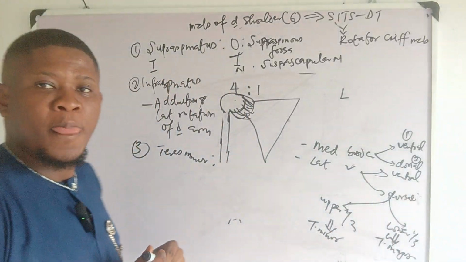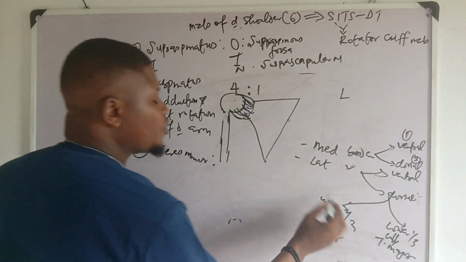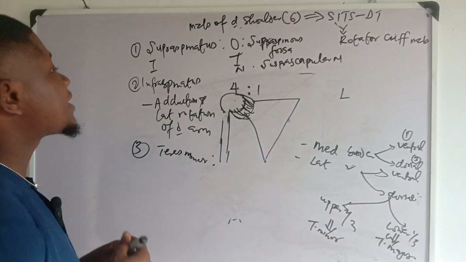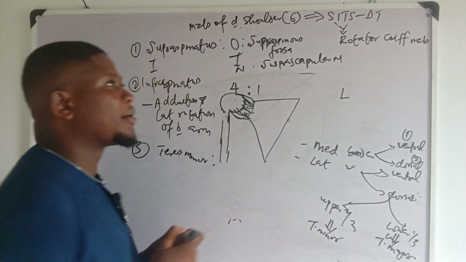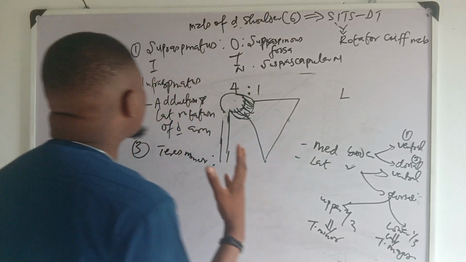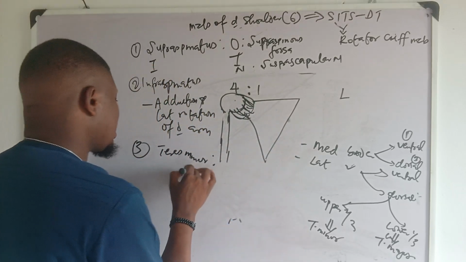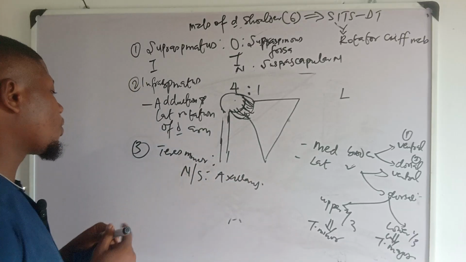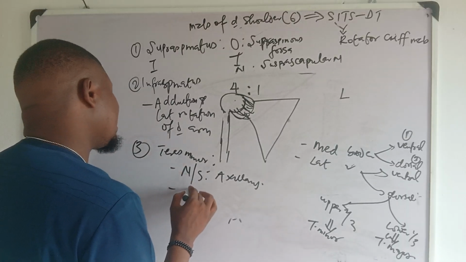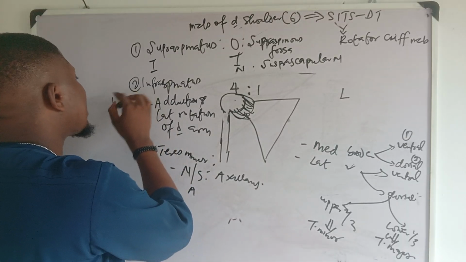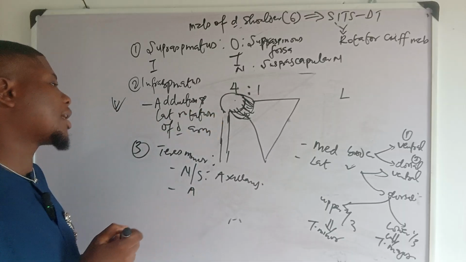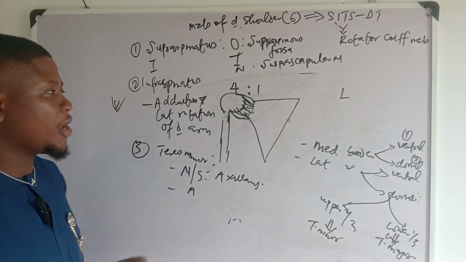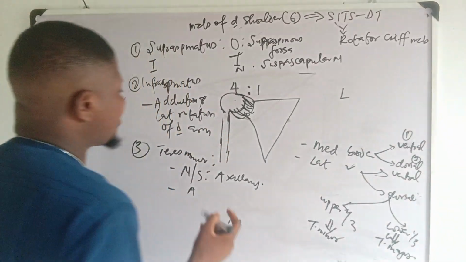So it's not hard. If you come to teres minor, you already know the origin: the upper two-thirds of the dorsal aspect of the lateral border of the scapula. The insertion is the lower part of the greater tubercle. The nerve supply is the axillary nerve. Remember, the axillary nerve supplies teres minor and deltoid. The action is the same as infraspinatus: adduction and lateral rotation of the arm, and being a rotator cuff muscle, it helps in firm fixation of the head of the humerus into the glenoid cavity of the scapula.